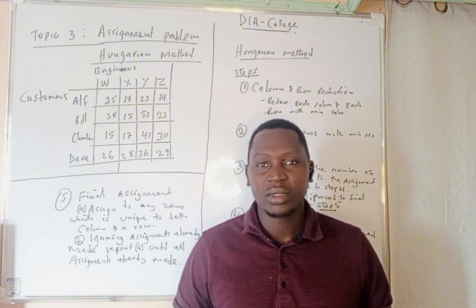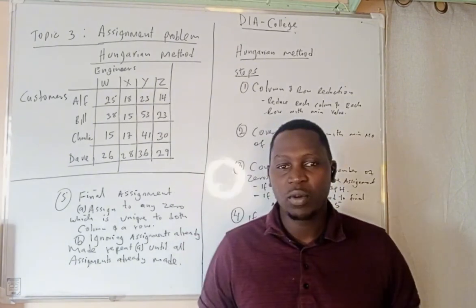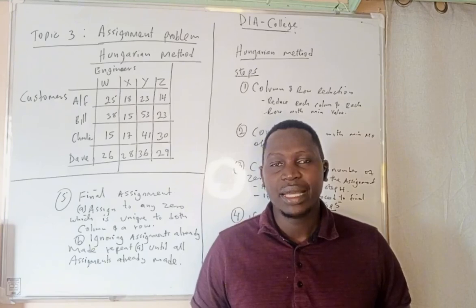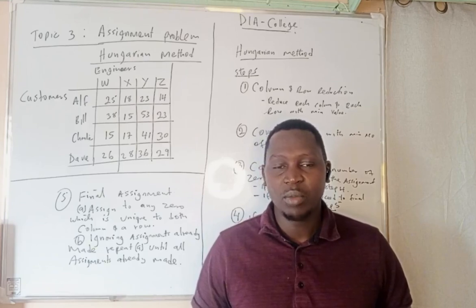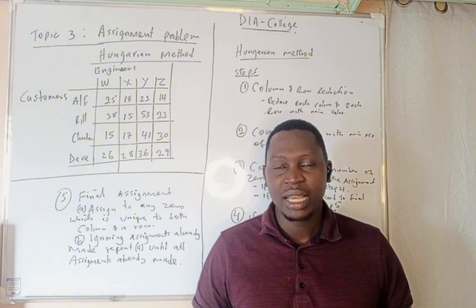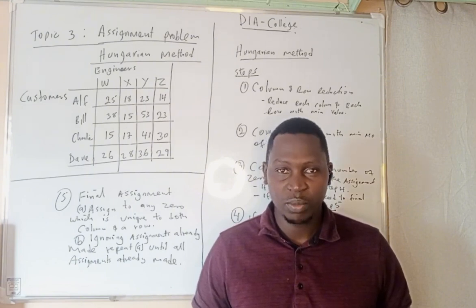In the transportation problem, we learned about how goods can be moved from one destination to another. But this time round, we are looking at how services can be moved from one location to the other. We are going to use a method known as the Hungarian algorithm. That is the method we are going to use to solve the problem.